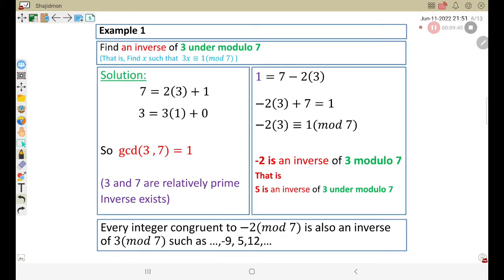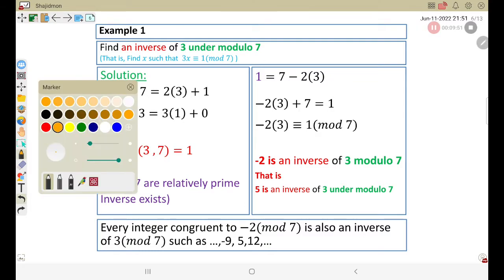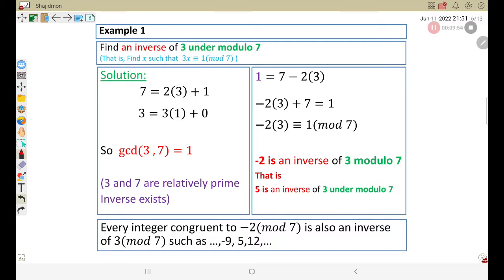For example, example 1: find an inverse of 3 under modulo 7. That means the question is to find the value of x such that 3x is congruent to 1 mod 7. The inverse of the number 3 means A is 3. So we can write 3x congruent to 1 mod 7, because for an inverse, here it is always 1. So what is that x we need to calculate from here?